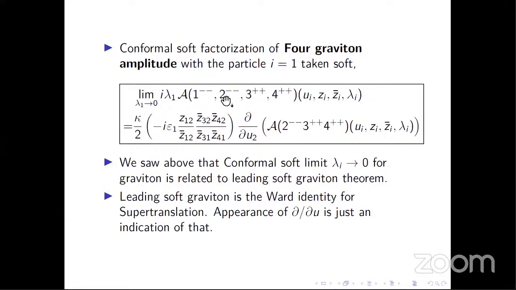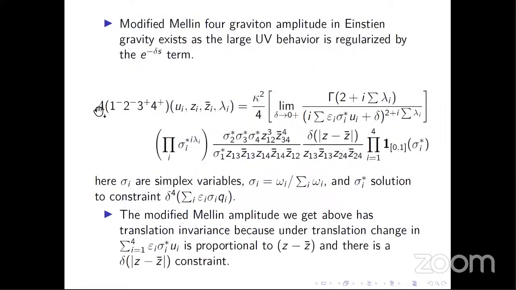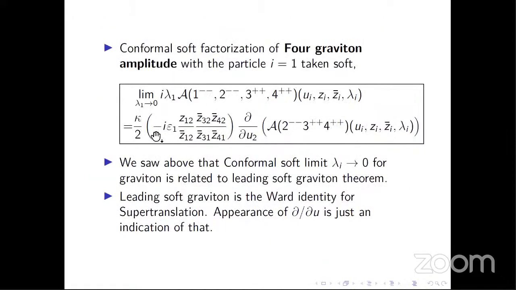So now the conformal soft factorization. As I said, we will get a factor like this, a del by del u kind of term, acting on the n minus 1 particle amplitude. So we had the soft limit taken on the first particle, on the n minus 1 particle amplitude. And this is because this was the leading limit, and the leading soft graviton is the Ward identity for supertranslation. So the appearance of del by del u is just an indication for that.